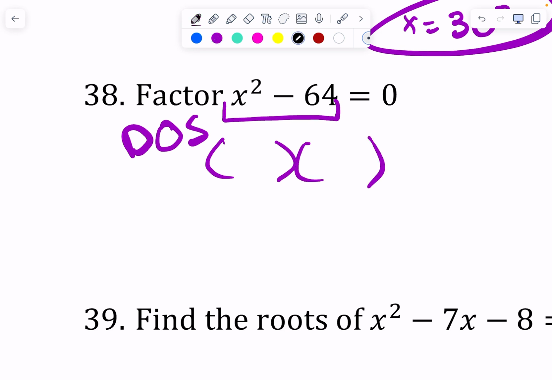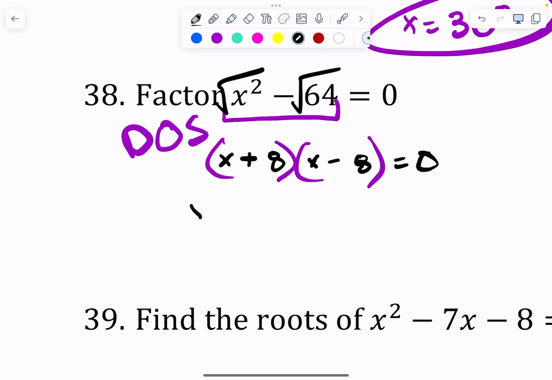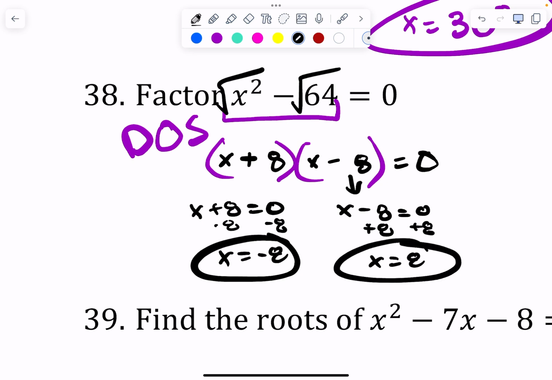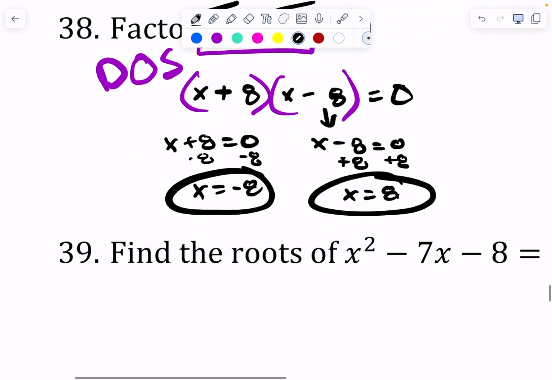I want to break this down into 2 pieces, and when it's a difference of squares, I take the square root. The square root of x squared is x, and it goes there. The square root of 64 is positive and negative 8, and one of them is plus and one of them is minus. But I'm not done yet because I have to set them equal to 0. If x plus 8 equals 0, I subtract the 8 over, and x equals negative 8. If I set this one equal to 0, then I add the 8, and x is equal to positive 8. You can also do x equals plus or minus 8.